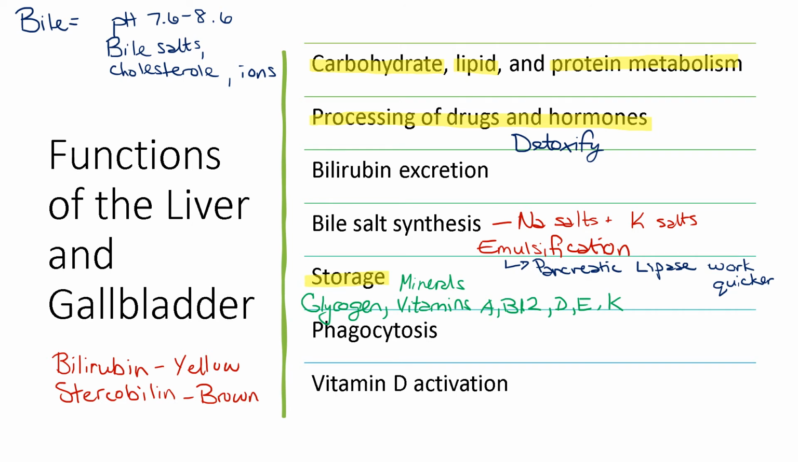Another function is phagocytosis. Kupffer cells in the liver are a very specific type of cell in the liver. These are liver cells that phagocytize aged red blood cells, white blood cells, and even some bacteria. So they will phagocytize these aged and dying red blood cells, aged and dying white blood cells, and even some bacteria.